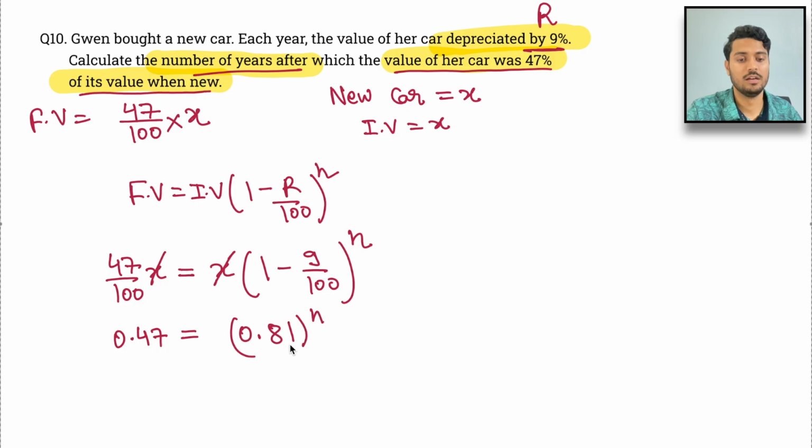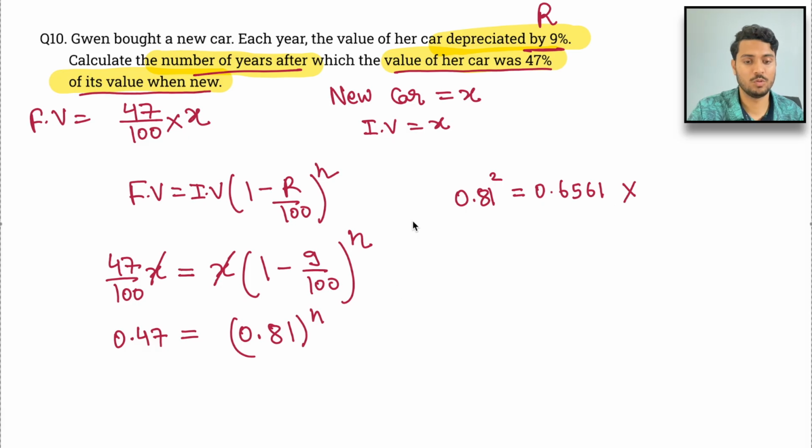raised to n. Now again in this case we have to figure out what will be the value of n. So let's check. If we randomly do 0.81 raised to 2, it's going to be more than this. 0.81 raised to 2 is 0.6561, which we will not consider because we want 0.47.